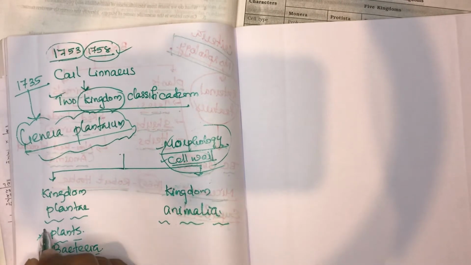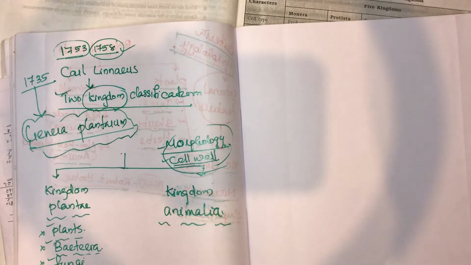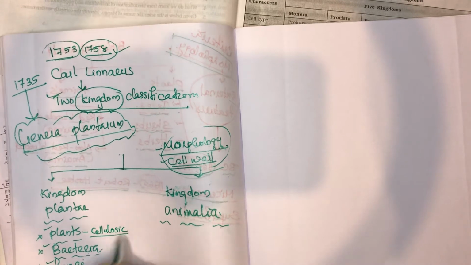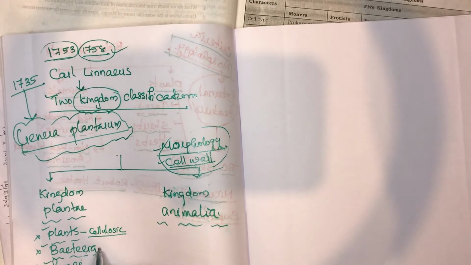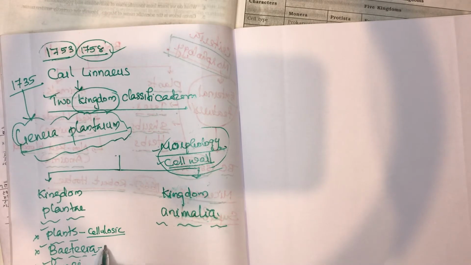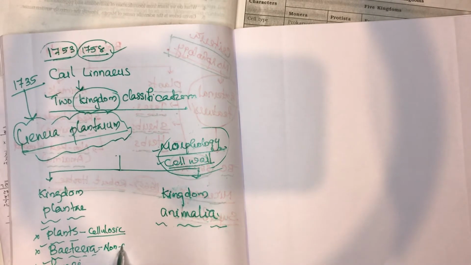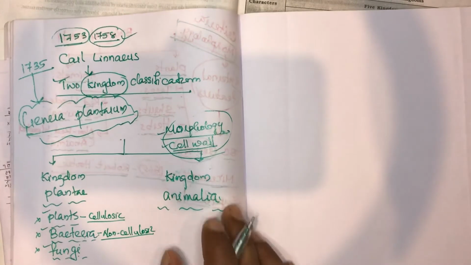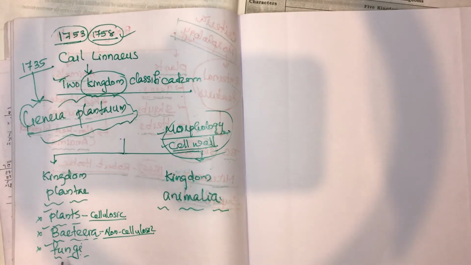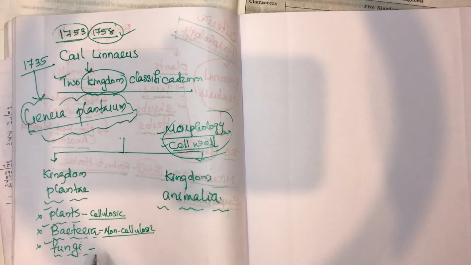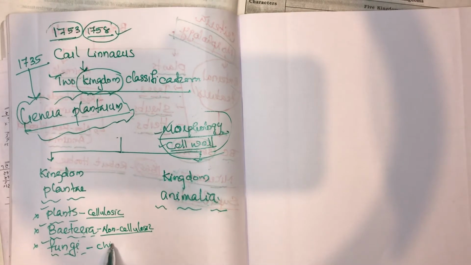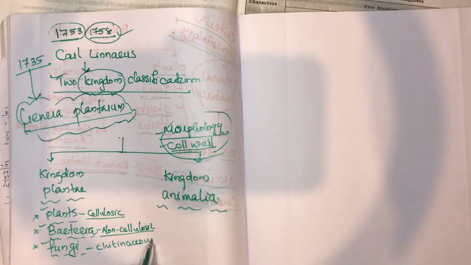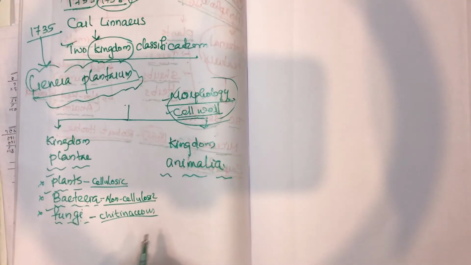Plants possess cell wall, bacteria possess cell wall, fungi possess cell wall. Plants possess cellulosic cell wall. Bacteria possess non-cellulosic cell wall. Non-cellulosic, but a polysaccharide cell wall is there. Then fungi possess, that is also non-cellulosic, that is chitinaceous cell wall. Chitinaceous cell wall is there in fungi.